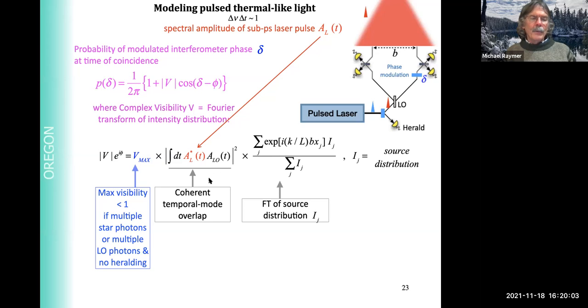And then there's this temporal mode overlap. The A of L is the single photon local oscillator. No, that's not true. That's the starlight. L means light from the star. It's red. And A sub LO is the single photon local oscillator. And they're both in wave packets. Ideally, they'd be in pure state, time frequency, transform limited wave packets. And you have to overlap those and do a time integral and square that. And that gives you the extent to which they can interfere.